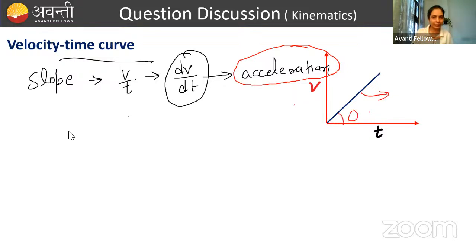Here you can see that if the vt curve is a straight line, its slope will be constant, tan theta. So here acceleration is constant, because the slope is constant. And this acceleration will be positive because the slope is positive.